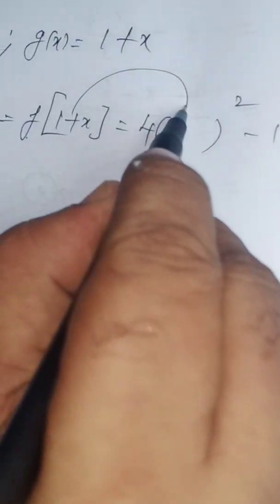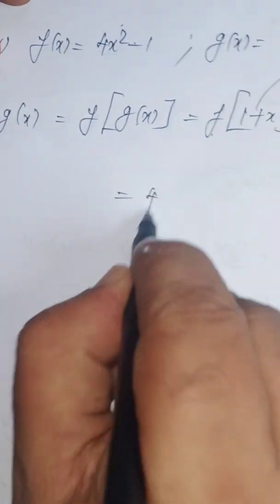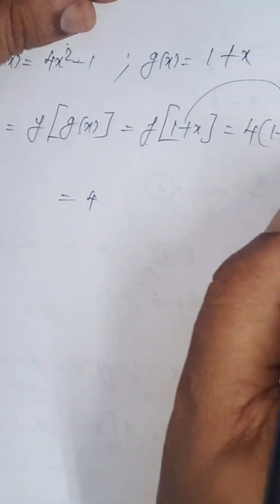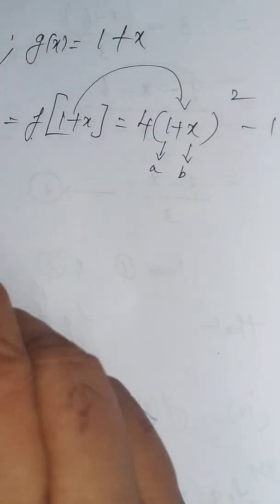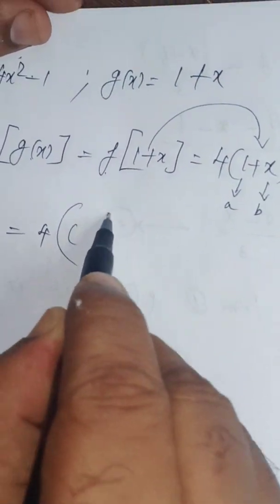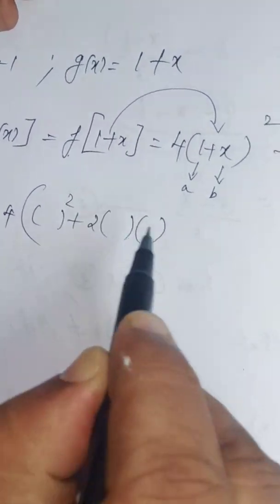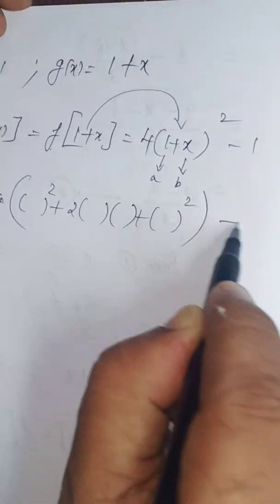So inside the bracket what you have to write? 1 plus x. That is equal to 4. Here you have a whole square. Now you have to apply the a plus b whole square formula. This is a, this is b. What is the formula? a square plus 2ab plus b square. Then minus 1 as it is.